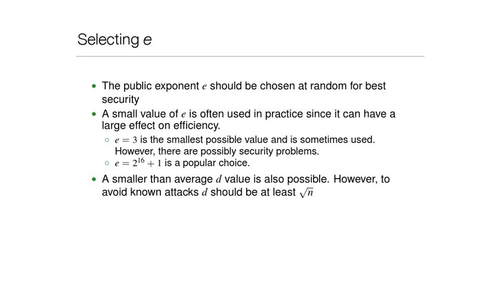So here it is said that selecting 3 as the E value may be too small and give some security problems. So E has to be large enough, but not very large, to make it efficient. A smaller than average D value is also possible. However, to avoid attacks, D should be at least the square root of n.